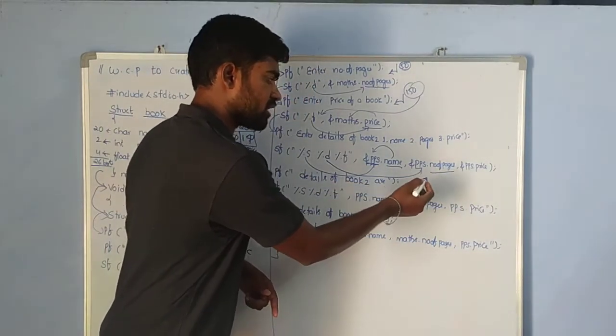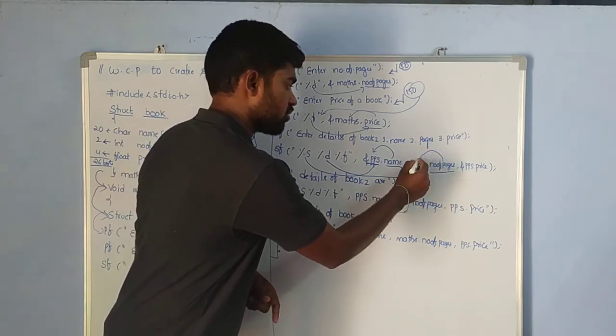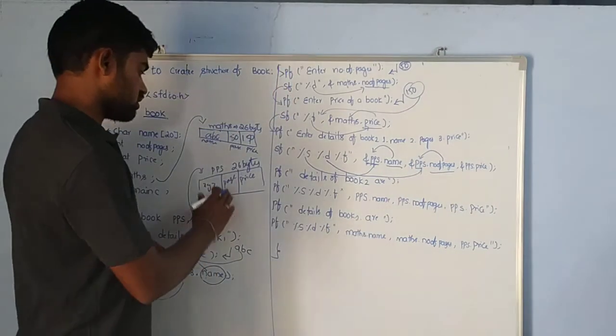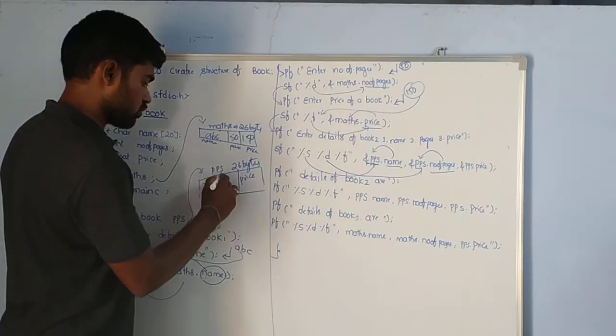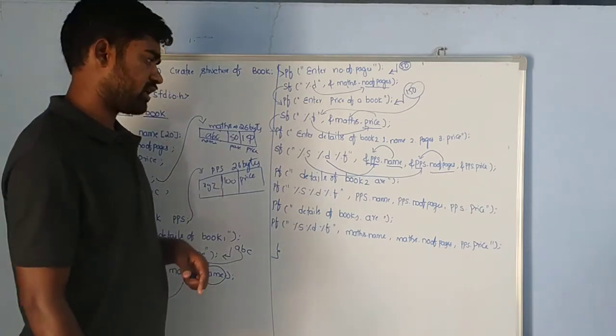Into the mass or PPS? We clearly said that PPS. Now this number of pages is going to be stored by using the dot operator into the PPS. So number of pages of the PPS is equal to what here? Let us enter 100 pages. Okay, we have the 100 pages.